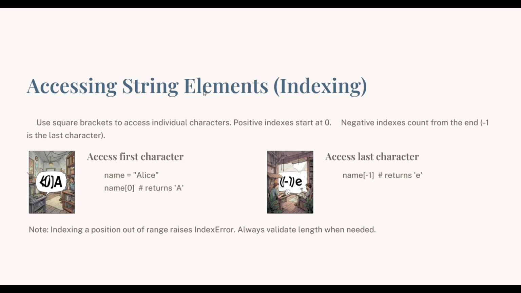Okay, so let's take another example, accessing string elements. Name is equal to Alice. If we write name 0, Python returns A because A is at position 0. If we write name minus 1, then it will return us E because E is the last character.